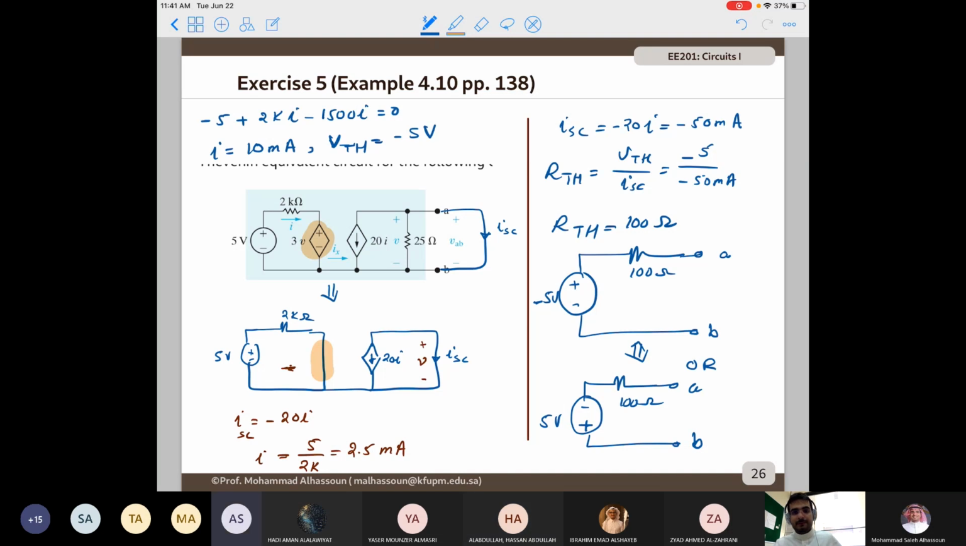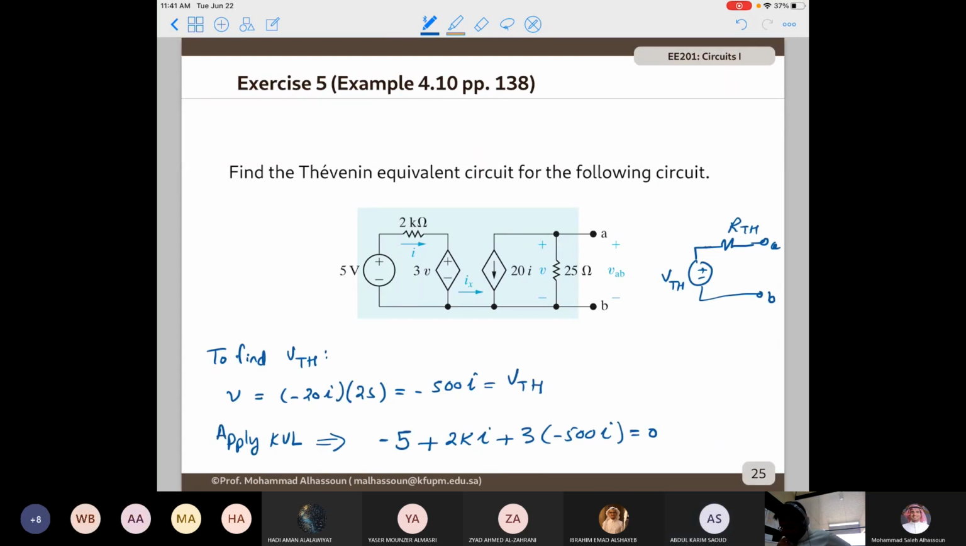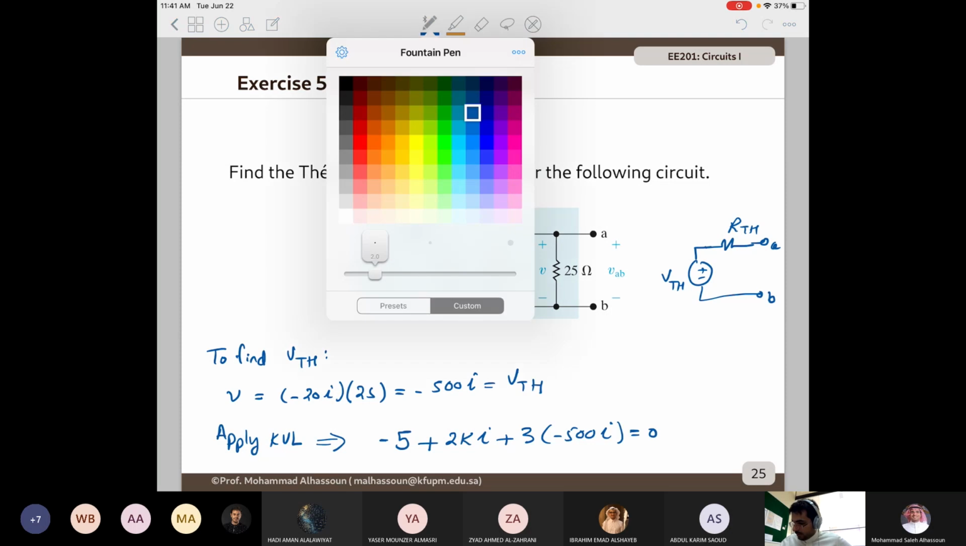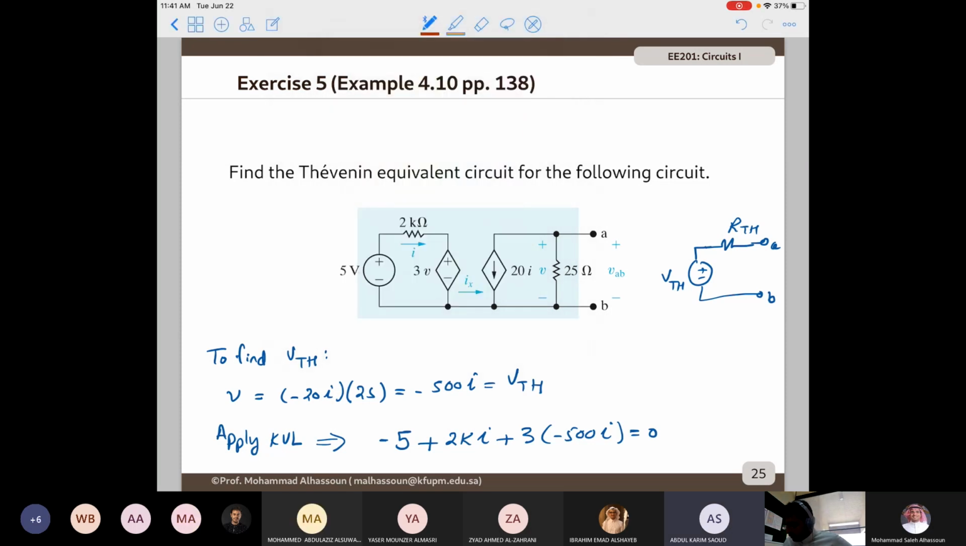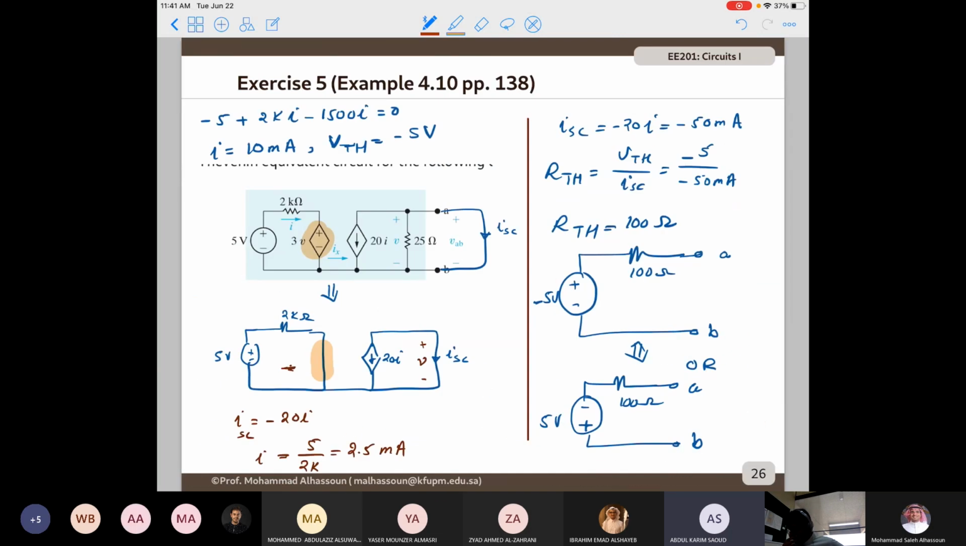Karim? Yes. Question? Yes. How did you get the minus 5 volt? I don't understand. Okay, did you follow the short circuit part? Yes, I get that, and I know why we get 0 on the dependent source, because the one that it depends on is 0. Are you talking about this one? I mean the one above it. This one? Yes.